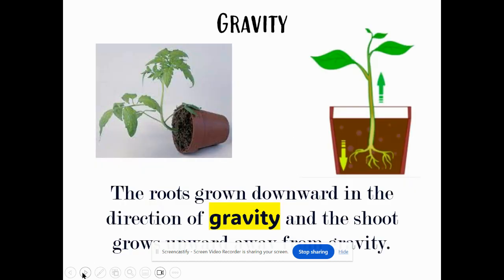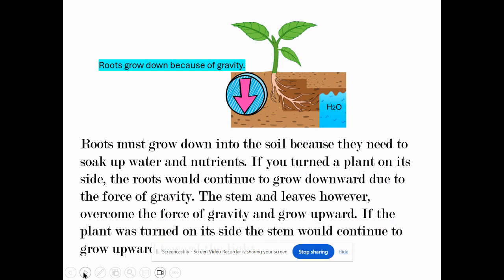Gravity. The roots grow downward in the direction of gravity, and the shoot grows upward away from gravity. So if we look, the roots are going to grow down, the stems are going to grow up. Roots grow down because of gravity. Roots must grow down into the soil because they need to soak up water and nutrients.